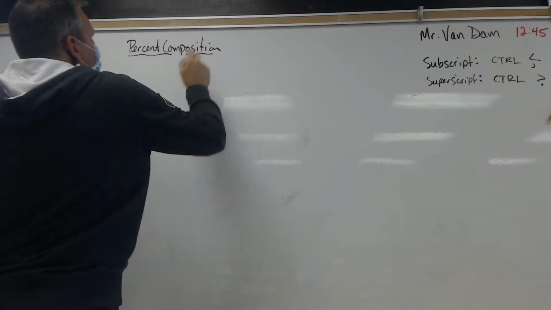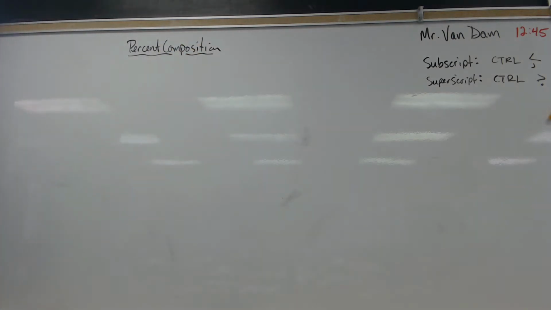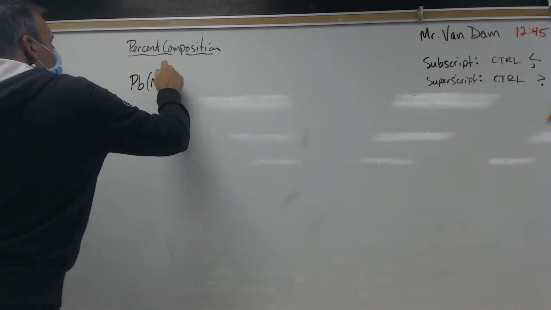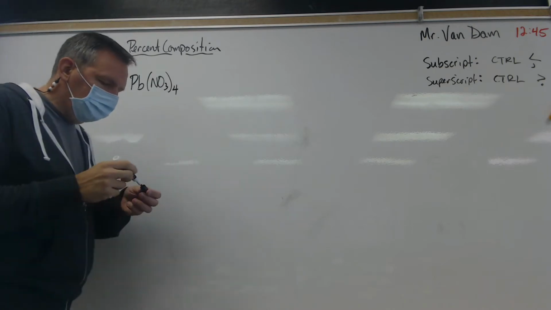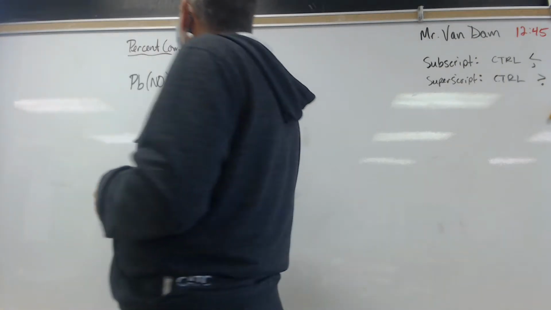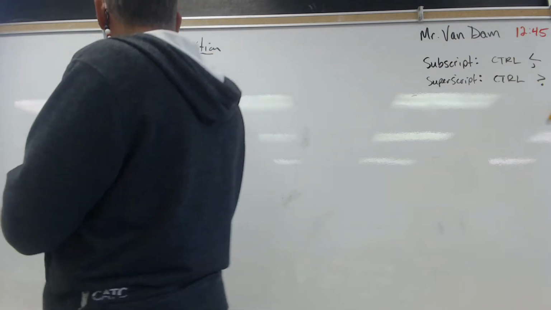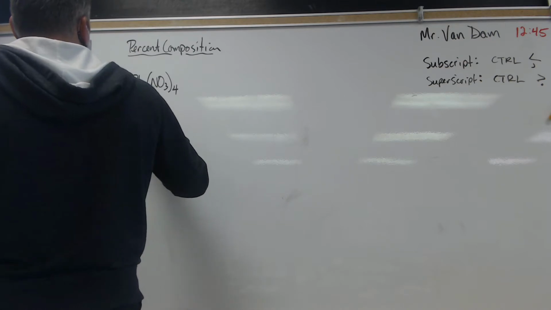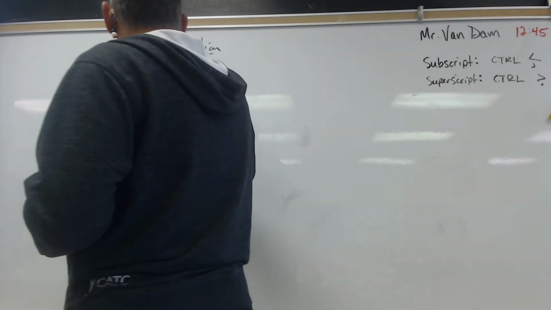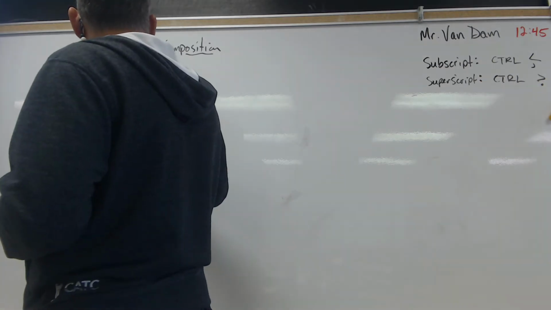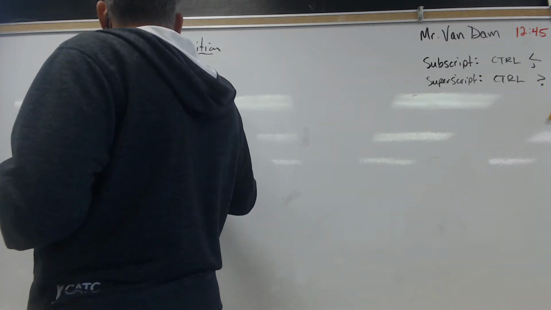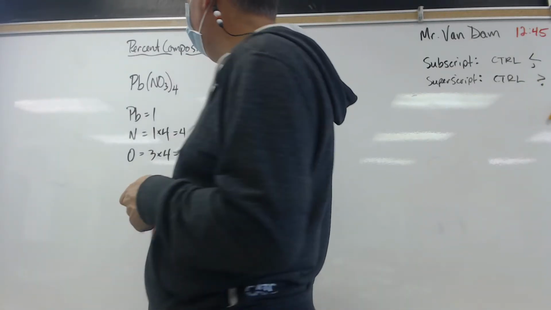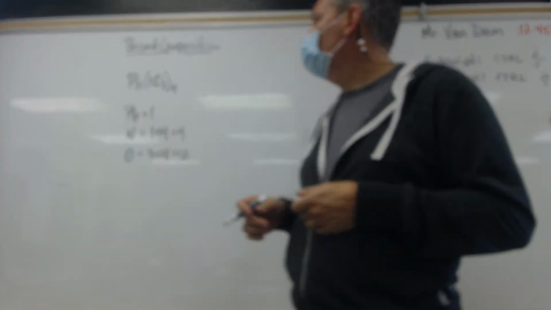Percent composition is the third topic in the series, and we're going to go back to our friend lead(II) nitrate. If we look at that again, we know that we've got one lead. We'll write that down. So we've got one lead atom, one nitrogen, and 4 times 1, so 4 oxygen. We've got 3 times 4, so 12 atoms. So we know there's 17 atoms in that molecule in this compound.